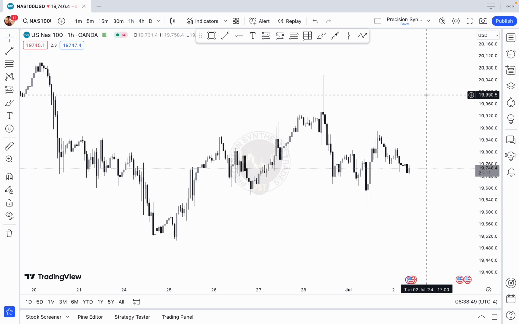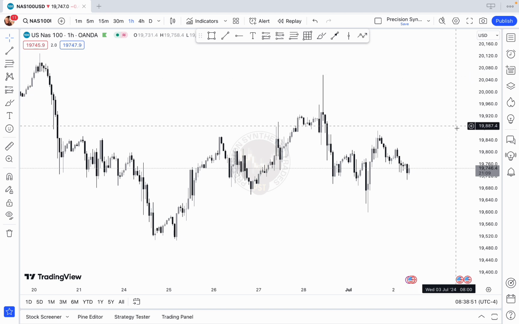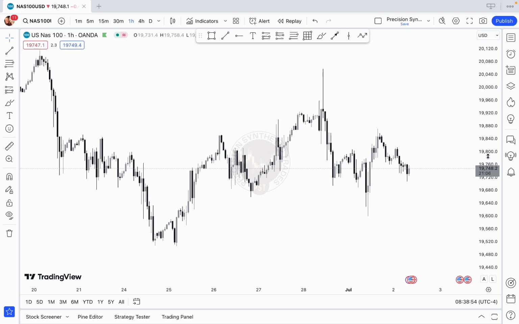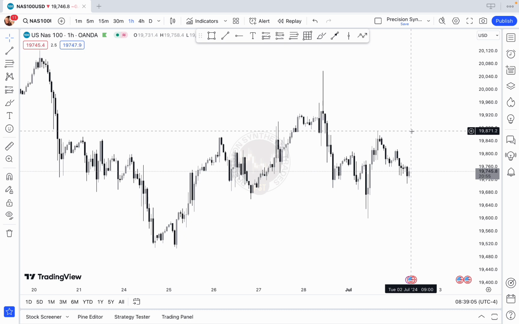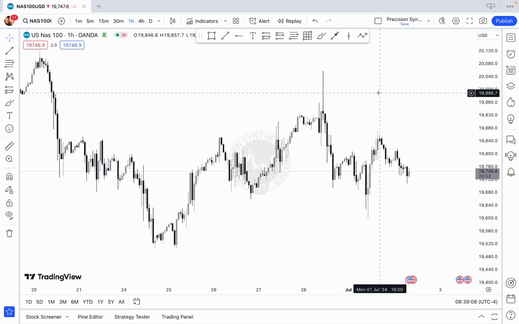Alright, so step number one. On the previous video that I have on the channel, it's the OTE video on how to enter on the OTE zones. So OTE stands for optimal trade entry. So step number one, we need to sort out our fib levels.